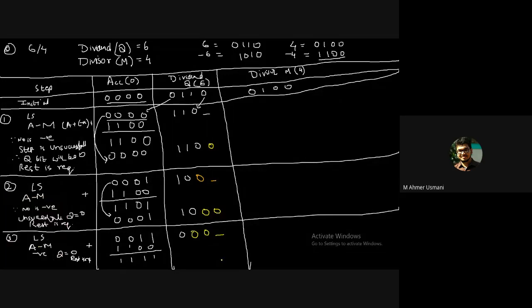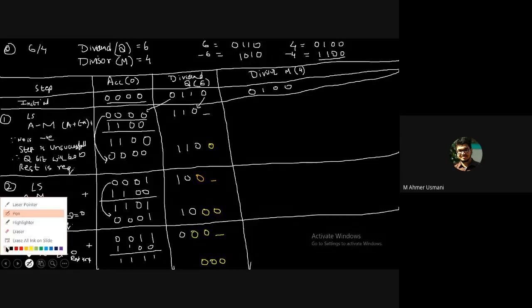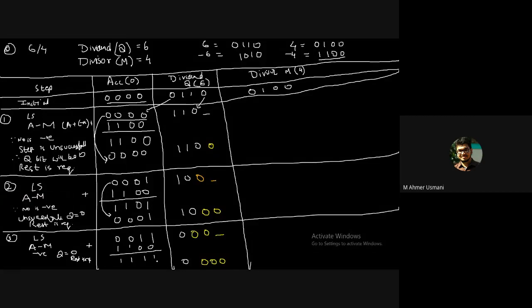So what you'll get? In this place you'll be putting 0. You already have 0 over here. You already have 0 over here. Okay. Then you have 0. You require a restoration. So this will be copied as it is over here. So 0, 0, 1, 1. Is this clear?